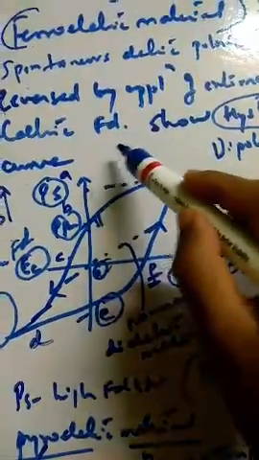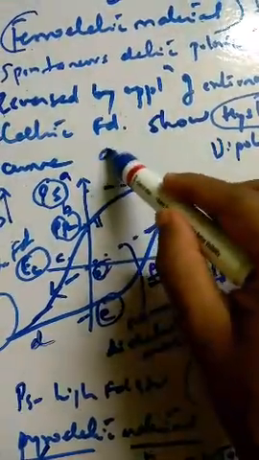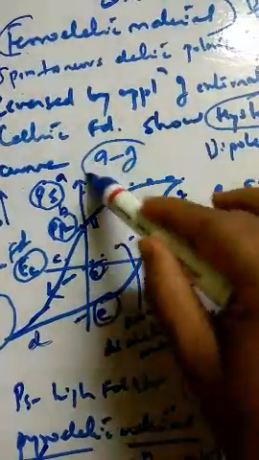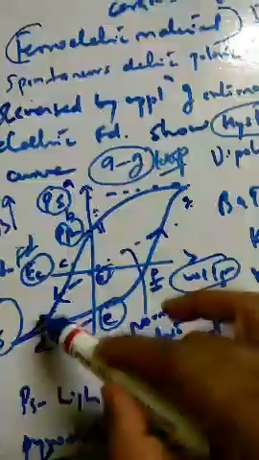So from A to G, we call it a complete hysteresis loop. From 0 to A, A to B, B to C, there is no repetition here. So this is how ferroelectric materials work, and how they show the hysteresis loop.